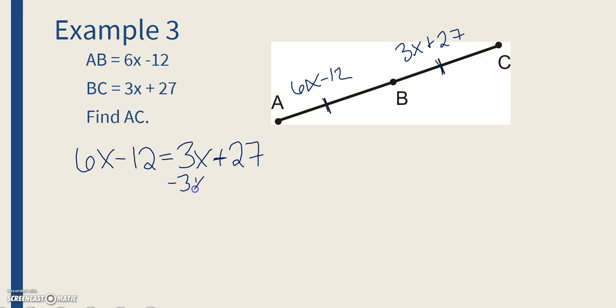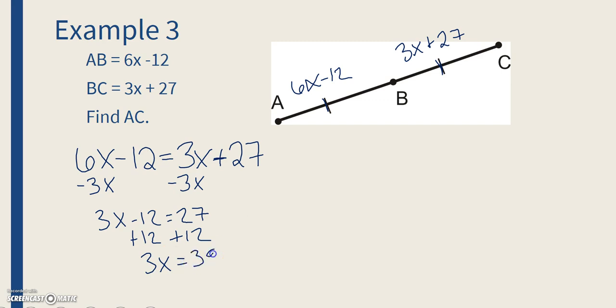Okay, now that we set them equal to each other, we just have an equation. So we'll start with our variables. Let's subtract 3x from both sides. So 3x minus 12 equals 27. Add 12 to both sides. So 3x equals 39. Divide by 3 on both sides. So x equals 13.